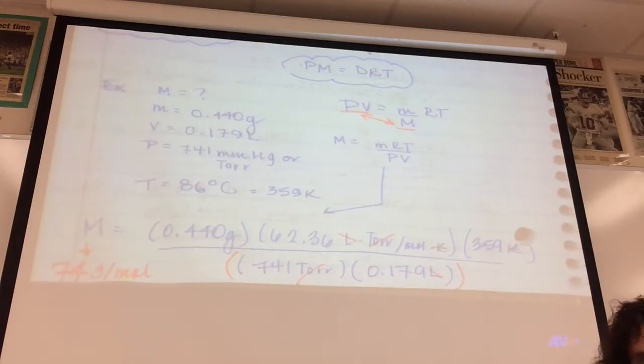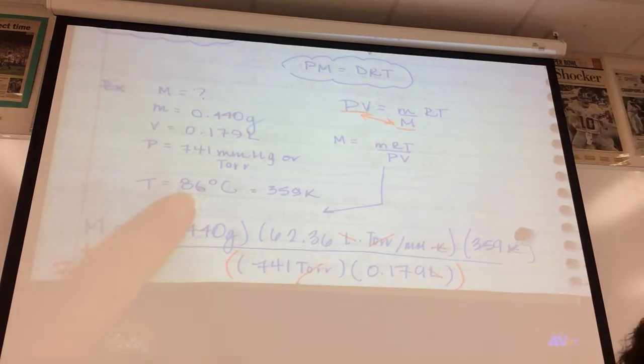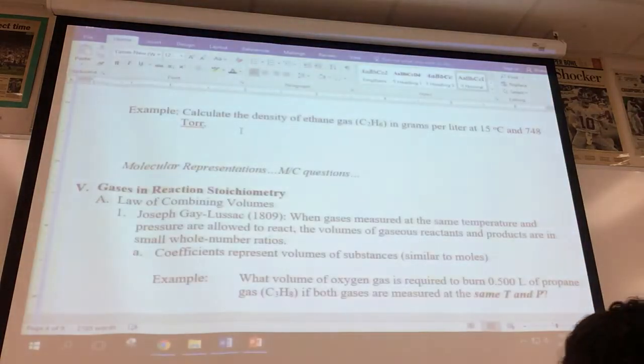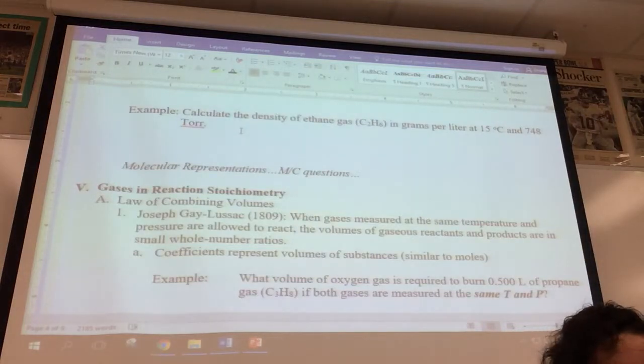Dr. K, yep, why is it only 2? Because they gave me 86 and 2 sig figs here. Try and do the example at the top of the screen. See if you are successful with that.